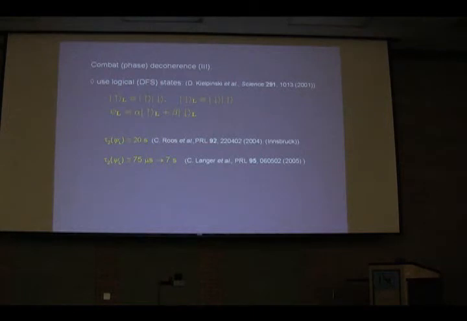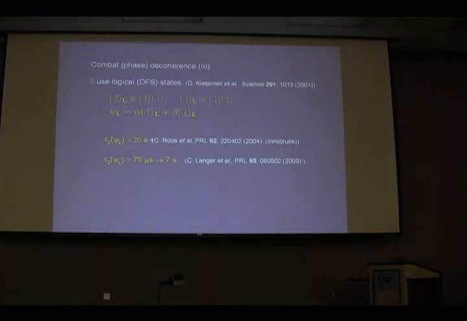Okay, so another thing we do, and we haven't done very much yet, but so far our group and Rainer Blatt's group are starting to play with these DFS states. Again, maybe with luck we won't need to do full error correction if we're only bothered by phase decoherence. So simple logical qubits are just ones where the logical spin up and spin down states would process the same way if there's some sort of phase decoherence. And so we've done some experiments along those lines.